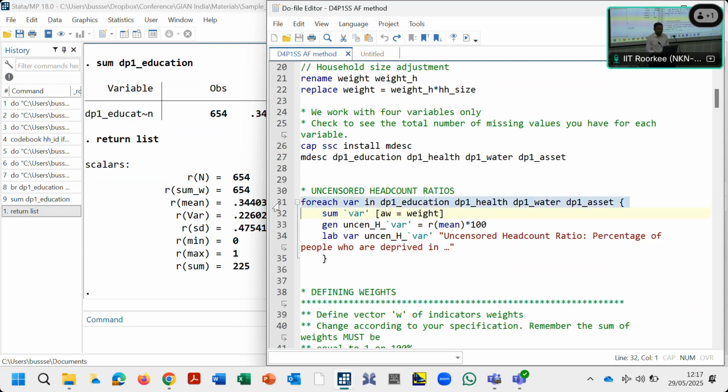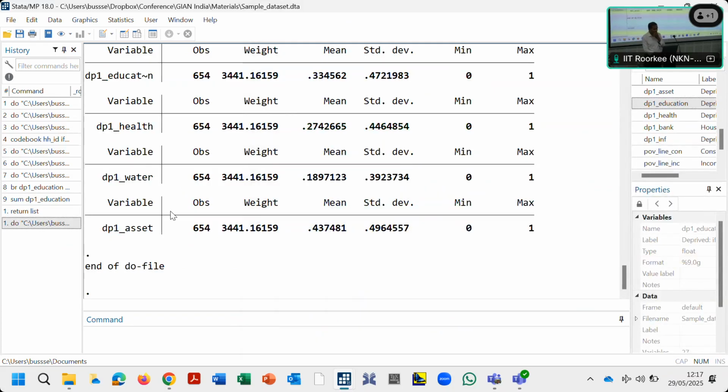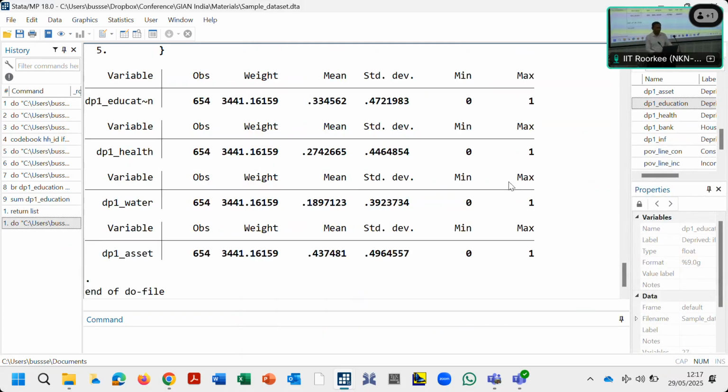The thing is that you have to run this entire thing together. You cannot run it one by one. So you have to select everything together, and then press Ctrl D. Then it should create all these values. So for education, the raw deprivation is 33.4%. This is 27%, 18.9%, and 43%, and so on. Does it make sense?